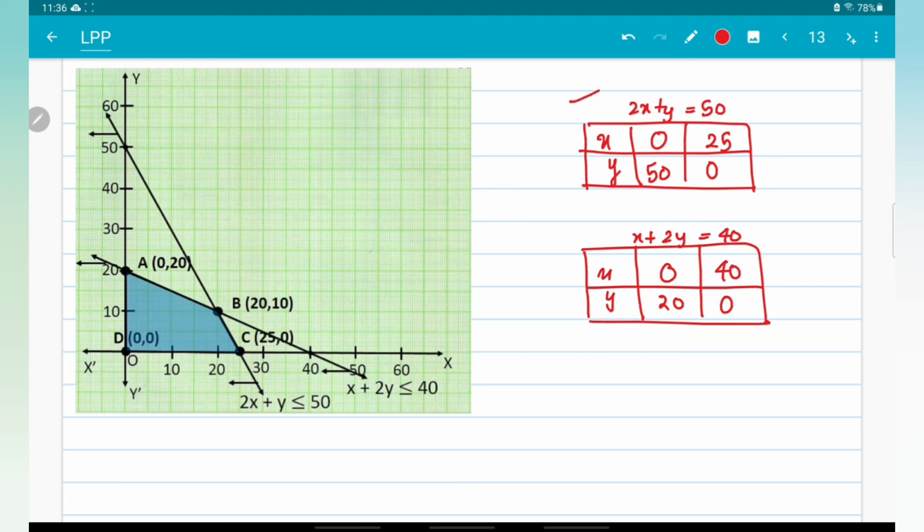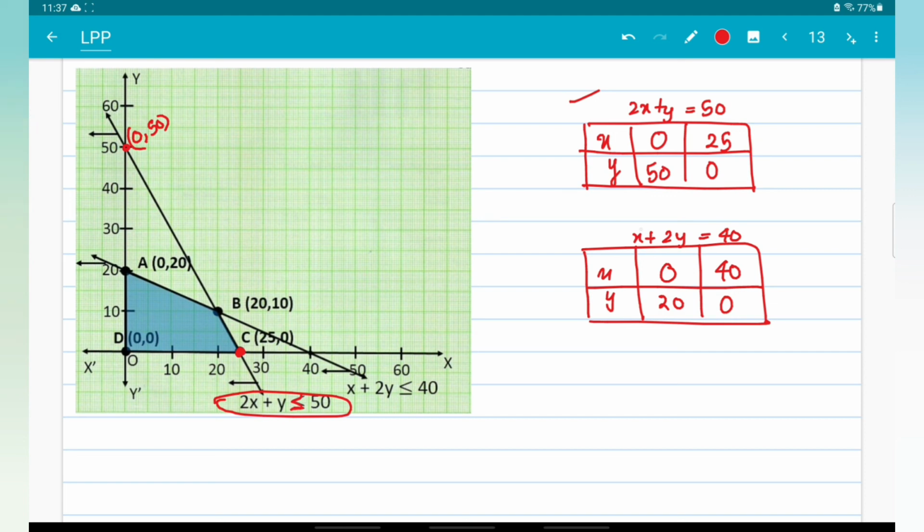So for the first inequality, the points will be 0, 50 and 25, 0. So 0, 50 is over here, and 25, 0 is over here. Now I'm going to draw a line joining these 2 points. As you can see, this line is of the inequality 2x plus y less than or equal to 50. Since there is the equal to symbol along with the less than, I have to draw a proper straight line instead of a dotted line.